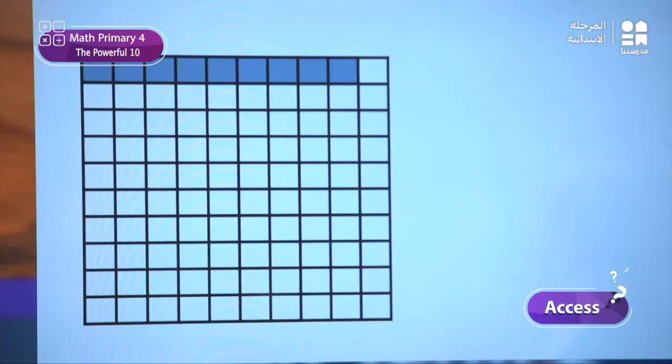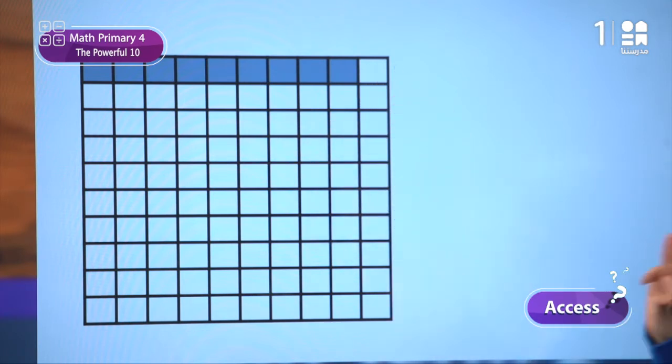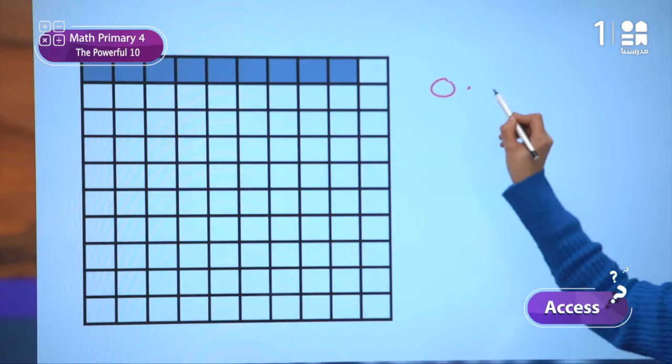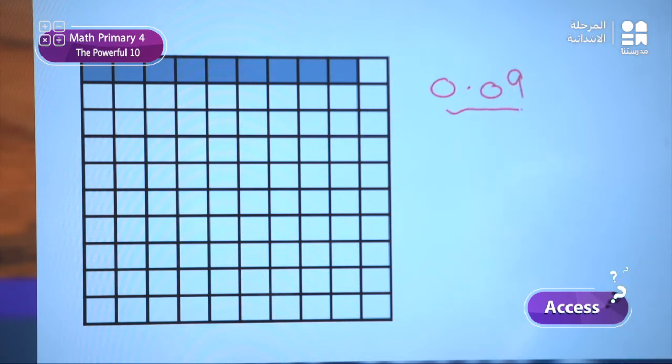How do I write the decimal? Let's count the squares. If you count the squares, I shaded 9 parts out of 100. It's called 9 hundredths. So I write it 0.09, which I can read as 9 hundredths.